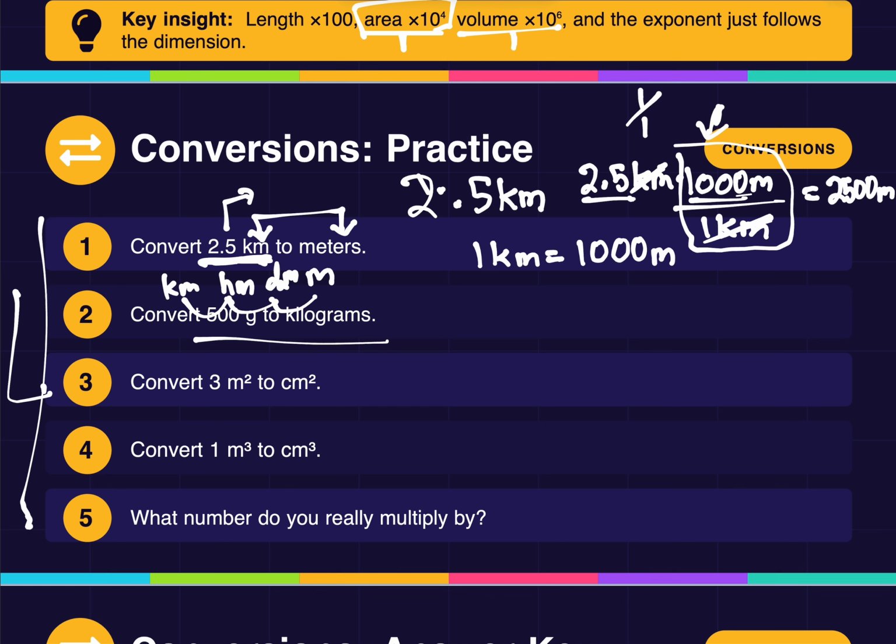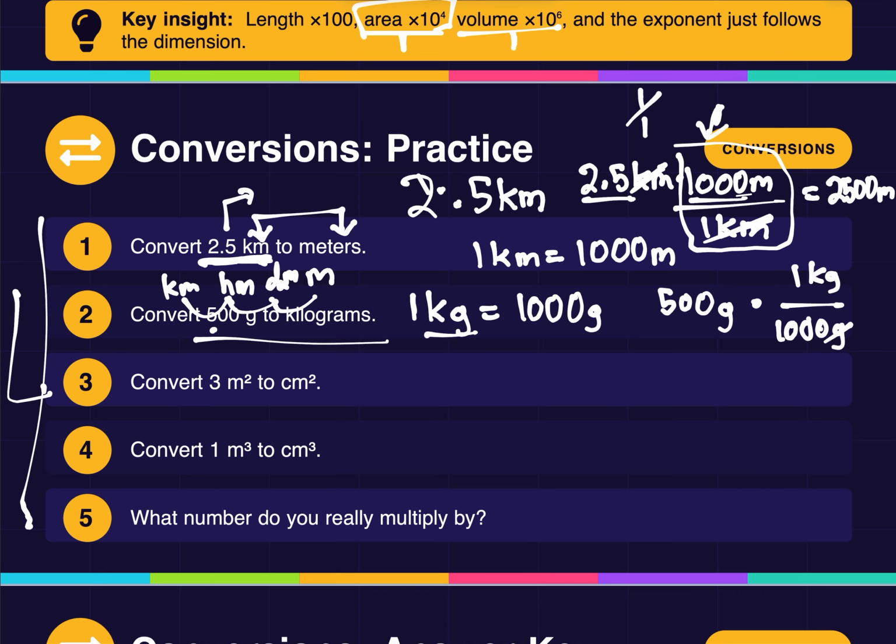500 grams to kilograms. I'll define the same relationship. 1 kilogram is equal to 1,000 grams. And then I'll look at 500 grams. What do I want to cancel out? I want to cancel out the G and make it a kg, right? So whatever I want to cancel out goes in the denominator. So 1,000 grams goes in the denominator, and 1 kg goes in the numerator. G's cancel out, 500 divided by 1,000, which gives me 0.5 kgs.